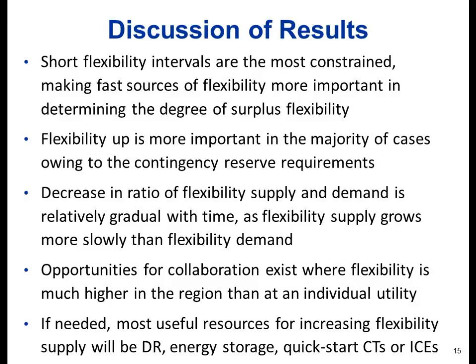We did identify a few opportunities for collaboration where we saw that flexibility was much higher in the overall region than at an individual utility. And if it was needed, the most useful resources for increasing flexibility supply would be this DR, energy storage, quick start CTs, or internal combustion engines. I just want to reiterate, we didn't look at the economics of doing that. This was just to see which ones had the biggest impact on the flexibility supply. Additional analysis would be needed to determine the economic effectiveness of choosing those resources.